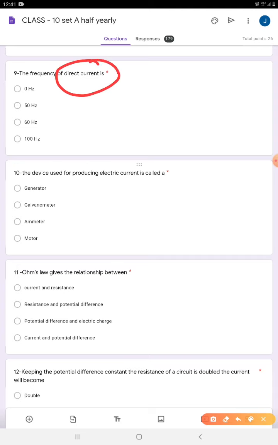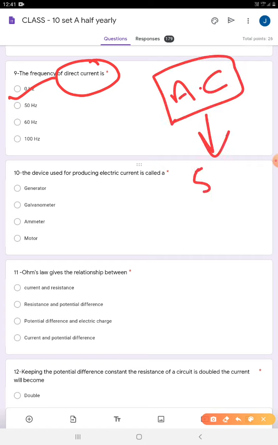Always remember this point, that the frequency of direct current is 0 hertz. And about alternating current, it depends. In India, it is 50 hertz. This is the frequency of AC in India. But about direct current, you should always know the frequency of direct current is 0 hertz.